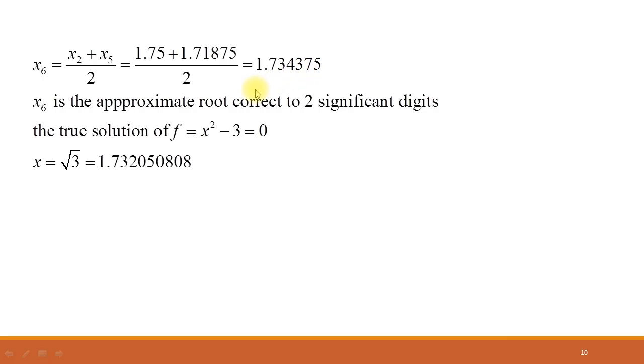1.734375. So x6 is the approximate root correct to two significant digits, because in the exact answer we obtain 1.73 and in the approximate result we obtain 1.73. So this result is correct to two significant digits to the exact result. And this is the end of this segment.